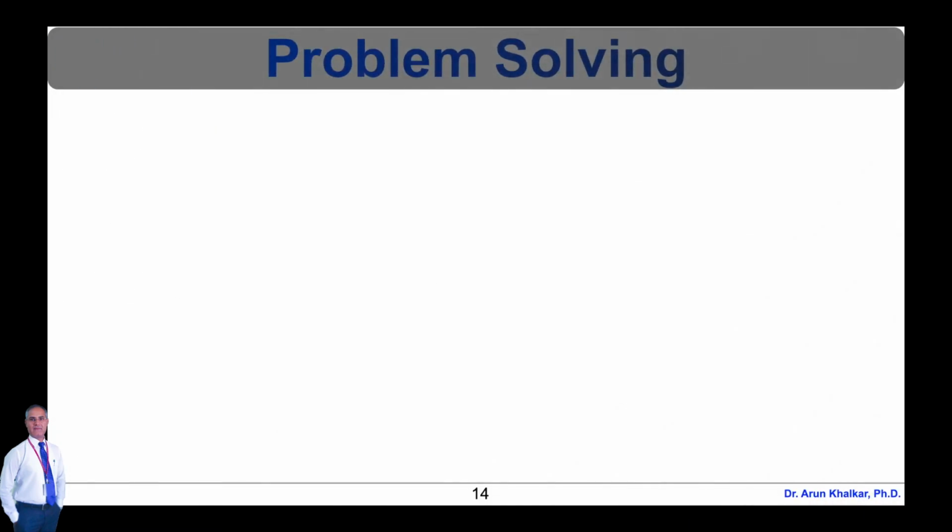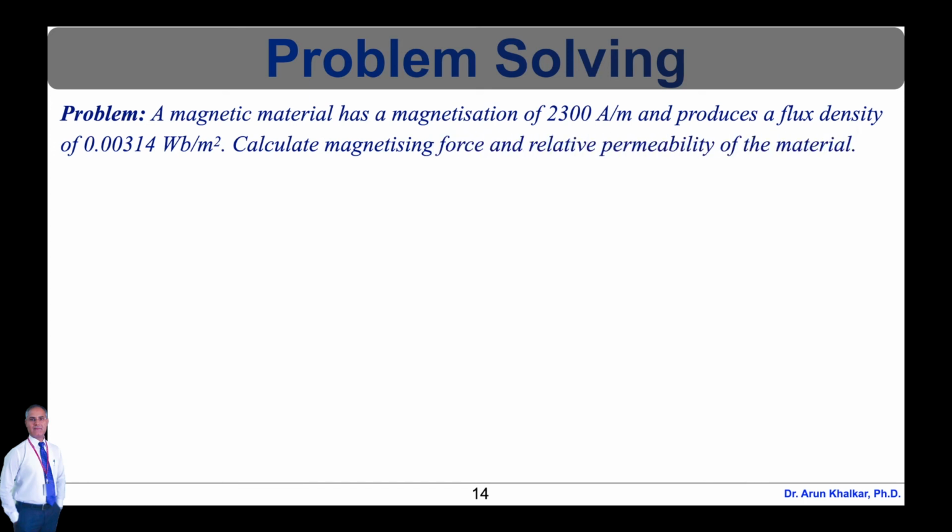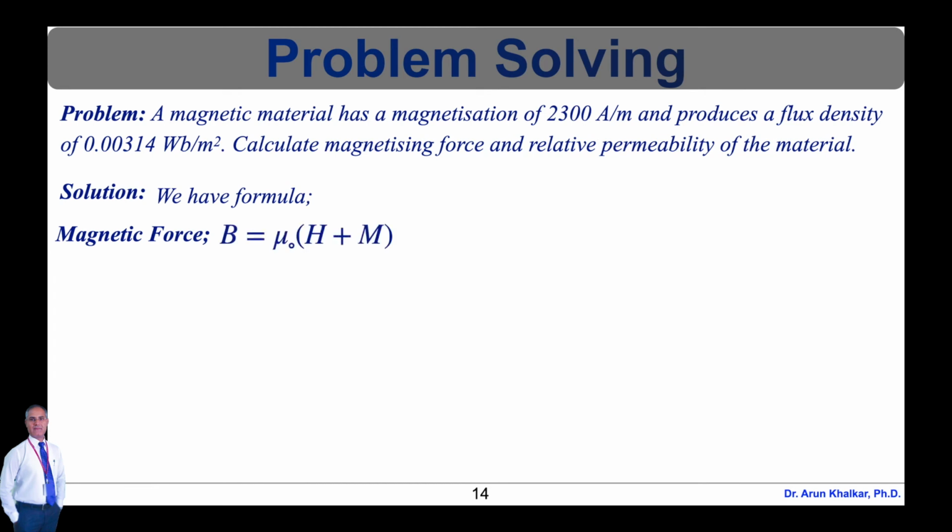Now let's see one problem which is based on these terms. A magnetic material has a magnetization of 2300 ampere per meter and produces a flux density of 0.00314 Weber per meter square. Calculate the magnetizing force and the relative permeability of the material. The solution for this problem is as follows. We have the formula for magnetic induction, capital B is equal to mu naught into capital H plus capital M. So rearranging this equation, we can write capital H is equal to capital B upon mu naught minus capital M.